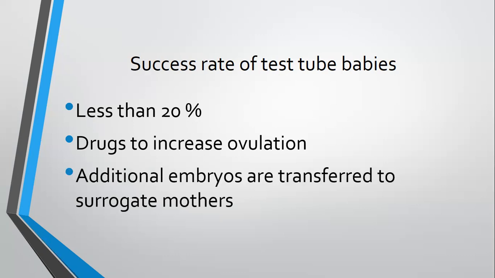Additional embryos are transferred in surrogate method. Now, what usually happens in IVF, mostly twins are produced. They transfer 2 eggs or 2 zygotes. If one is not able to do, the other one will do. Most of the time, both will do. And there are twins produced. They try 2 eggs. If there are additional embryos, they are transferred to a surrogate mother.